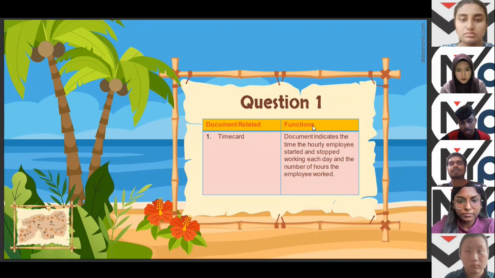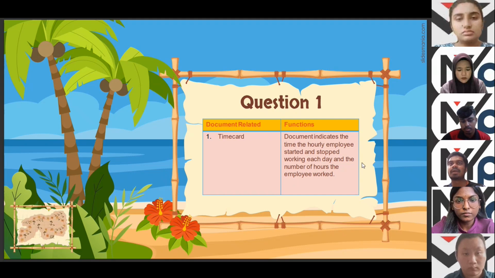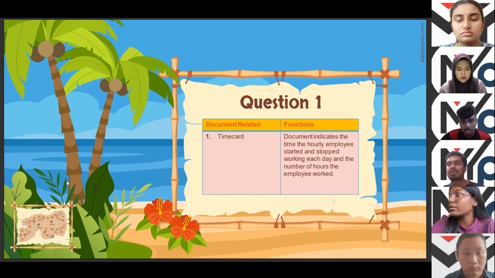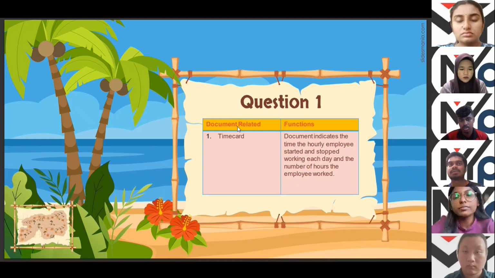Okay. So the first point is the document related, time card. The function of the time card is a document that indicates the time the hourly employee started and stopped working each day and the number of hours the employee worked. So proceed to the next slide, please.